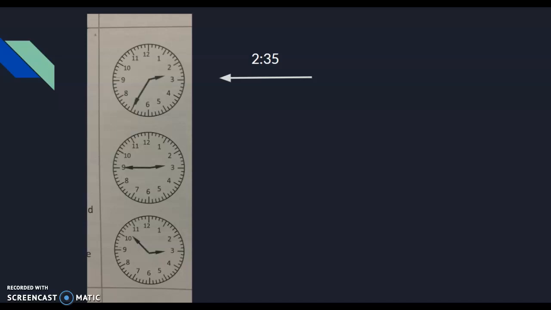So the hour hand is between the 2 and the 3, which lets us know we're about halfway into the hour. But that minute hand is on the 7, and 5 times 7 is 35, right? Very good. Now let's look at that next clock. What time does that clock say?